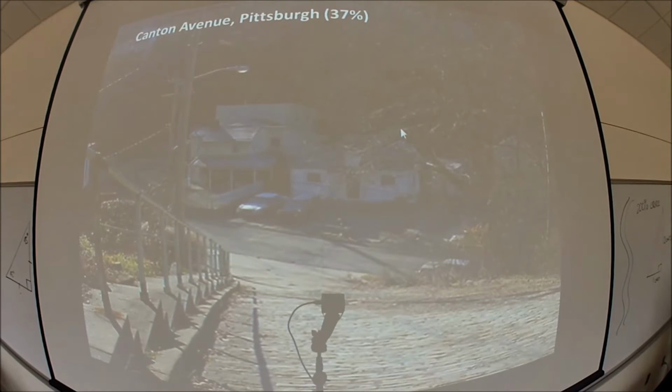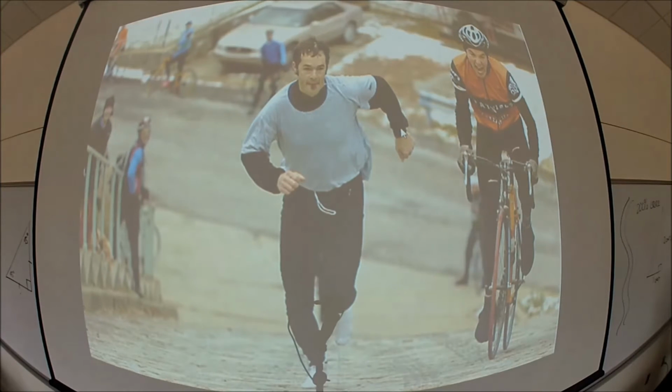You can see a picture of it. They put this on a cyclocross race. 37%. What do you guys have to do? Forget my bike and my shoes, I'm going to run. Look at the steps. Look at this poor guy, he's actually doing it. But look at the steps next to it over there. Look how steep those steps are. 37% grade. Ludicrous.